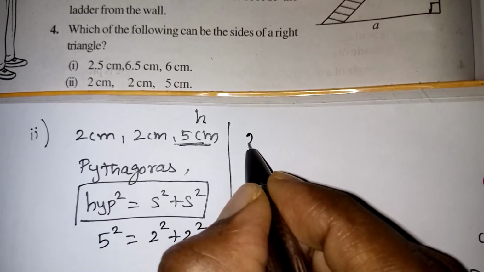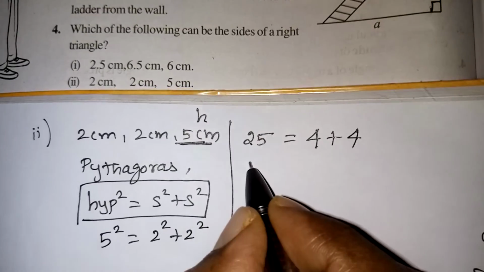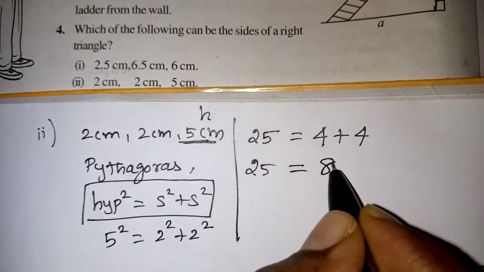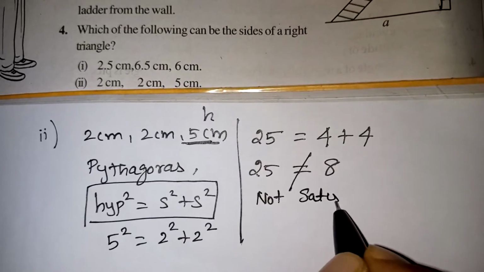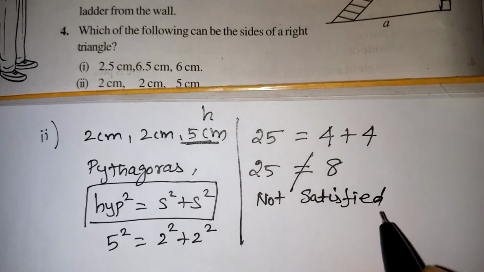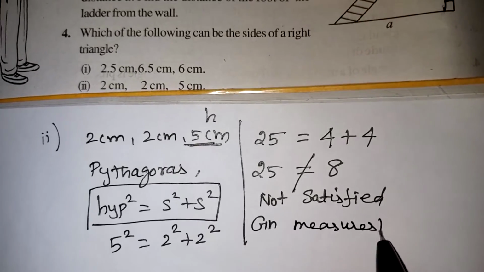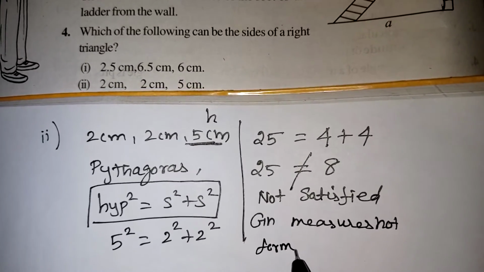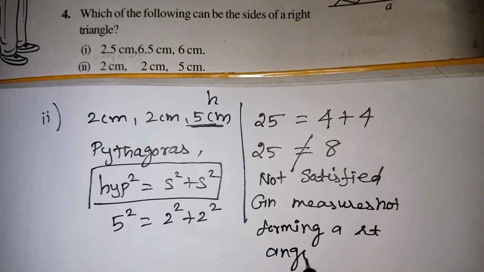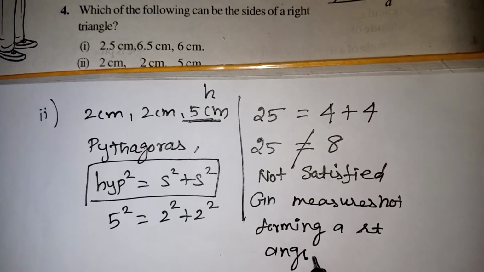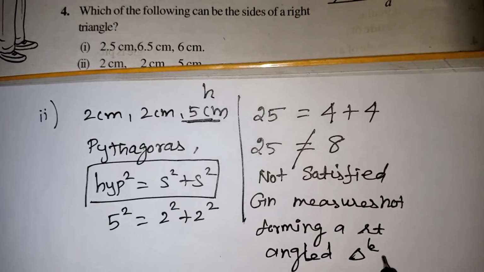So 5 squared value, 5 5s are 25, which is equal to 2 squared is 4. Again 2 squared is 4. So this side we are getting 25, this side we are getting 8. Both are not equal. So not satisfied. So the given three measures are not satisfying your Pythagoras theorem. So the given measures are not forming a right angled triangle because they do not satisfy the Pythagoras theorem. So that is your correct answer.